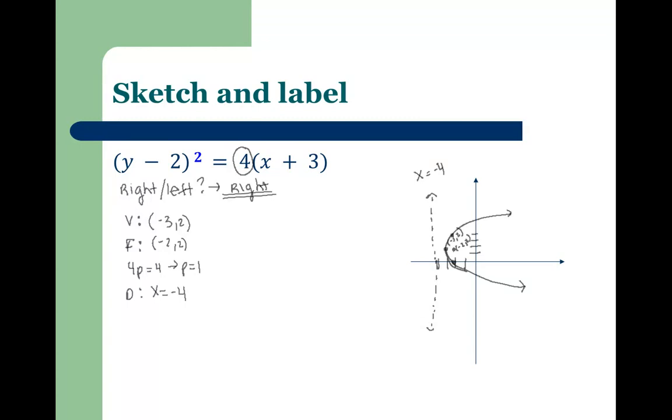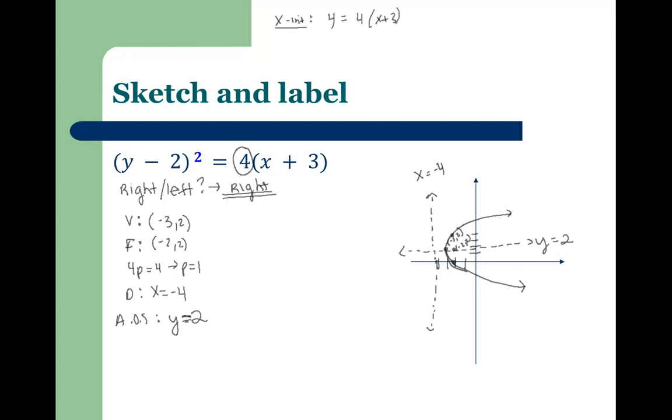Okay, so axis of symmetry. That looks like it's y equals 2. I missed it a little bit, but axis of symmetry. Okay, so my last thing are x and y intercepts. So x-intercept, I'm going to plug in 0 for y. So that's going to give me, if I plug in a 0 for y, negative 2 squared is 4 equals 4 times x plus 3.